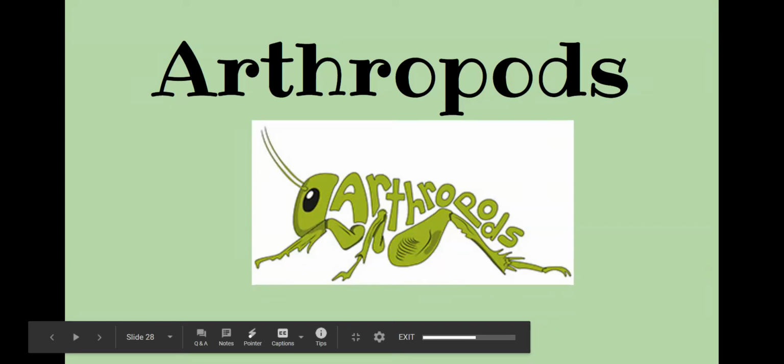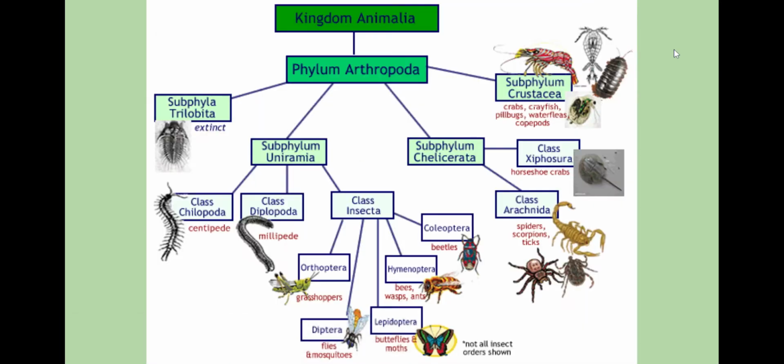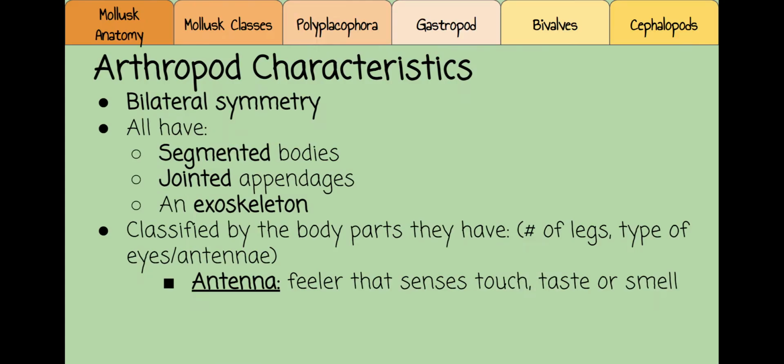In this video, we're going to be talking about arthropods. In the world of arthropods, it fits under the kingdom Animalia, the phylum Arthropoda, and you can see that there is a subphylum for the different types of arthropods. So arthropods have different characteristics.